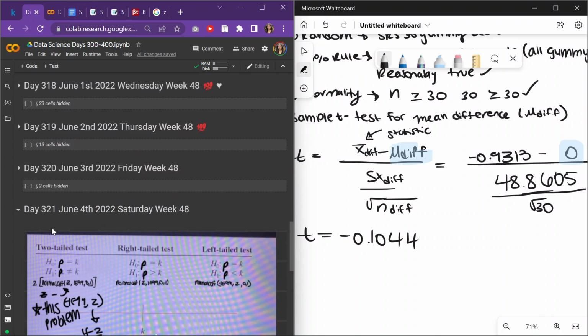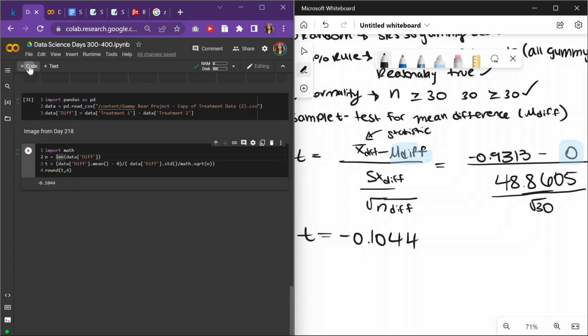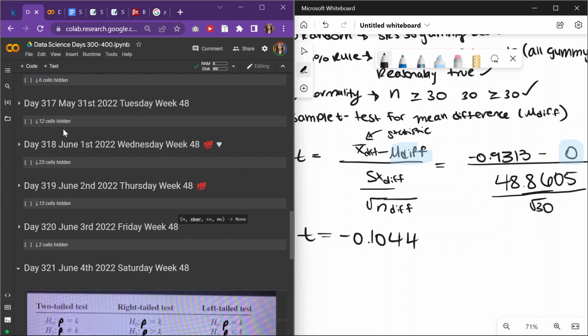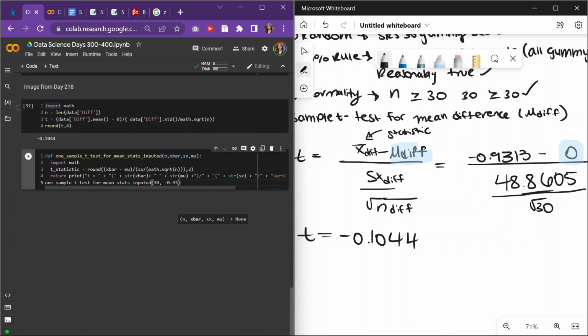All right, let's go back here, and let's go here, paste this in. So in order to call the function, I take the function and then just put in my values. So I can put them in manually, so like 30, and then x bar was negative 0.93 something. I don't even know. Or we could just do the same thing we did above.